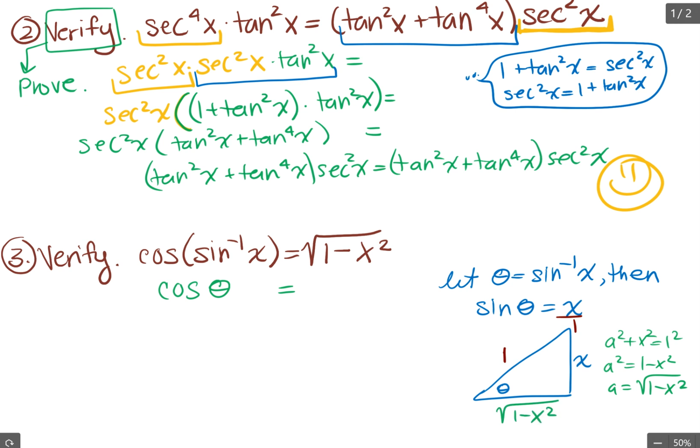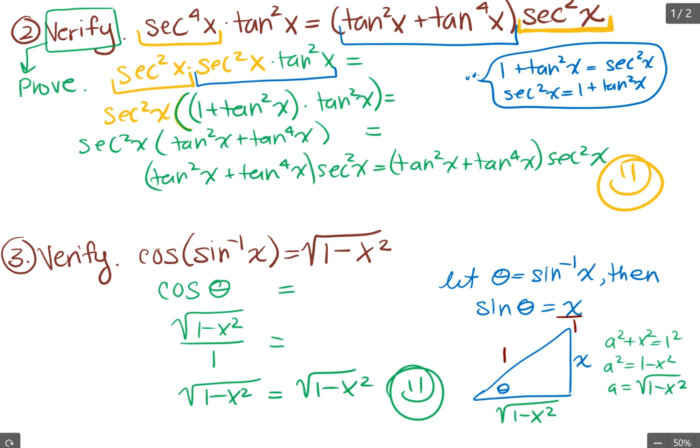Well, now I just find the cosine of that. So using this diagram, the problem says cosine. So cosine, we know, is going to be the adjacent over the hypotenuse. So in our problem, cosine of theta is the square root of 1 minus x squared over the hypotenuse, or just the square root of 1 minus x squared. So we did it. So we just have this little added piece here where we have to define the variable so that we can then continue on with our problem.